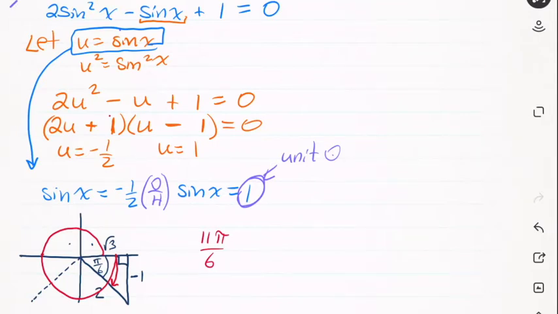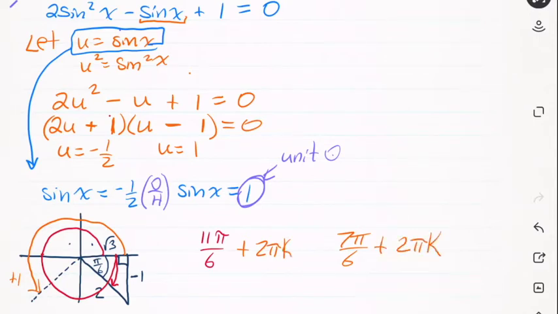Now my other answer is going to be in the third quadrant. So that's 6 pieces and 1 more. If you do 6 pieces and 1 more, that's going to be 7 pi over 6. So all of the answers would be with that 2 pi k thing. And if it was just one rotation, this one equation will give us these 2 main answers.